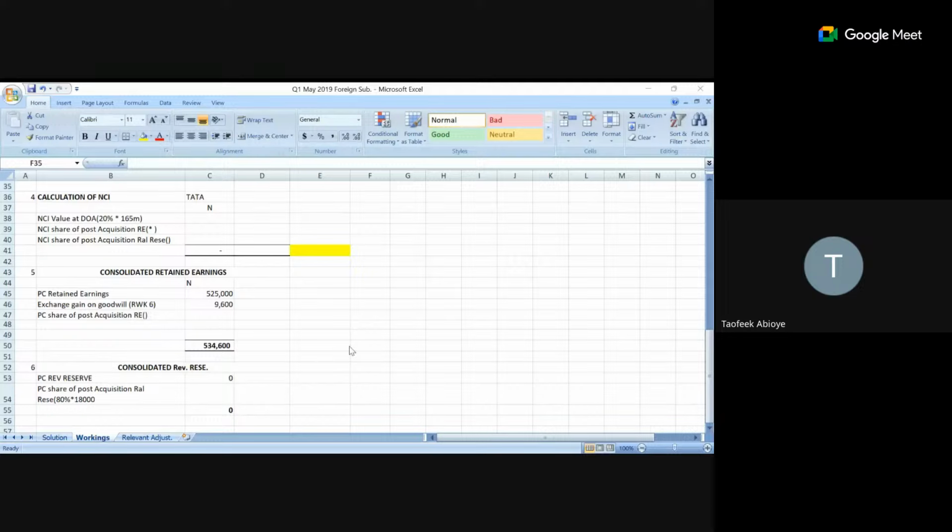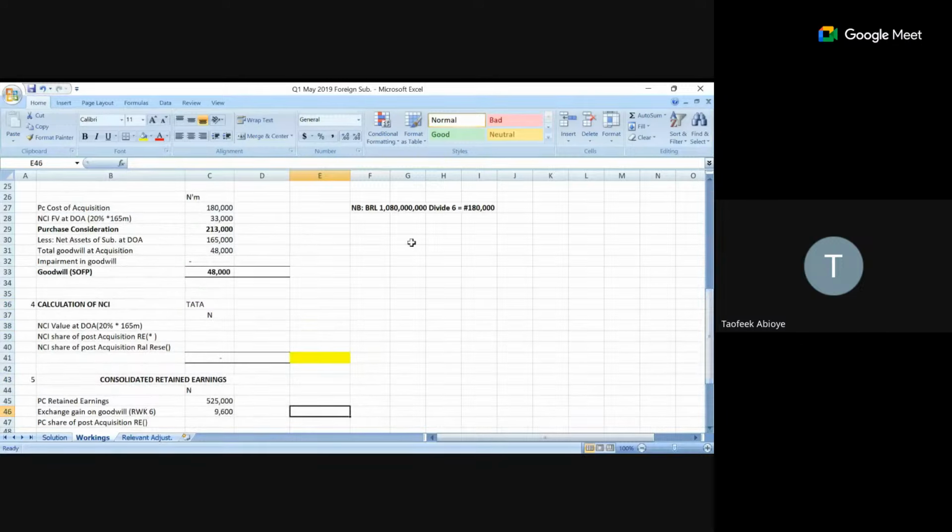Now let's balance our books. Let's quickly balance our books. So someone says, now, let me look at the chat. Now, if it is full goodwill method, it will be shared between parent and NCI. Exactly. Thank you very much, Mary. So, let's do that. NCI value at DOE is copy and paste.